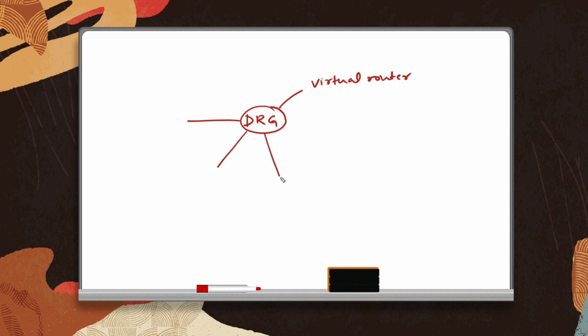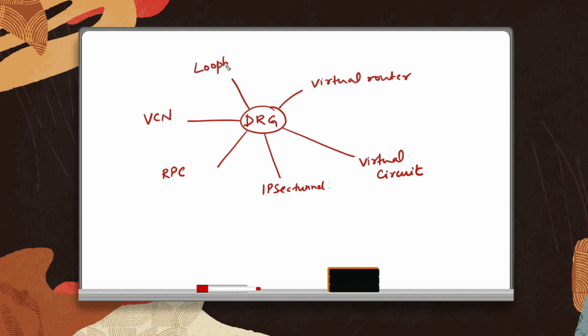This can have a number of attachments. For example, it can be attached to a virtual cloud network, so VCN attachments. It can also be attached to remote peering connections. It can be attached to IPsec tunnel, which is a part of site-to-site VPN connection. It can also be attached to a virtual circuit, which is a part of Fast Connect. And then you also have something that is known as loopback attachment.